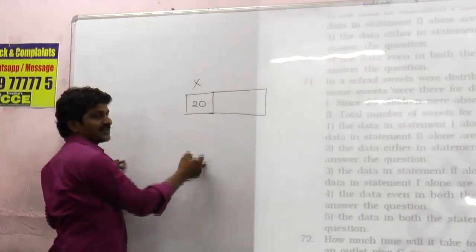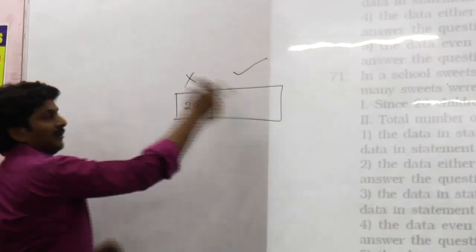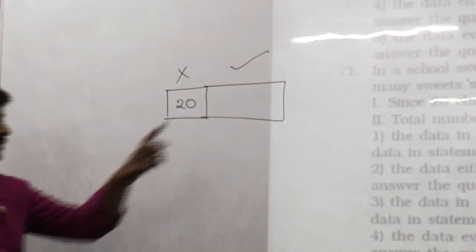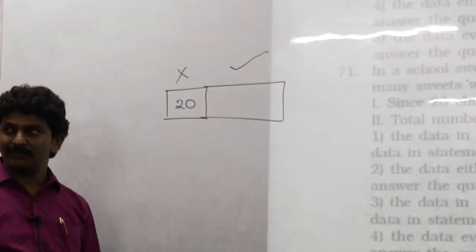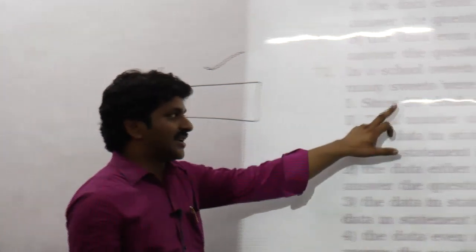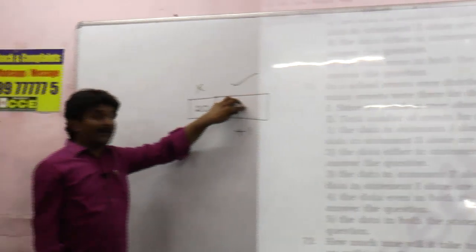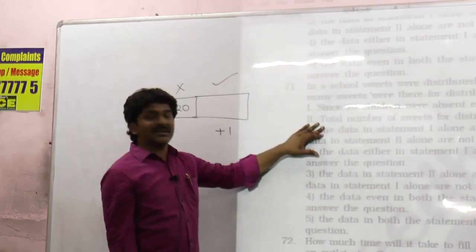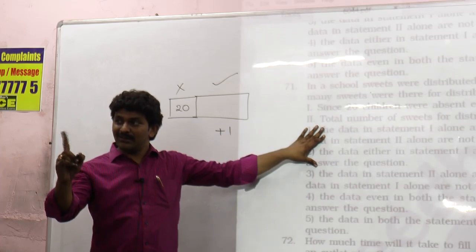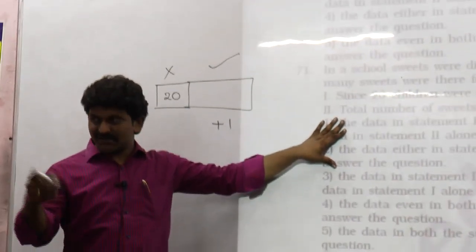Candidates who were absent on that particular day: 20 candidates. Who were present? Not given. You need to calculate. And your first-hand information says, since 20 students were absent, each child is getting 1 extra. Those who were present on that particular day, they are getting 1 extra chocolate or 1 extra sweet. And from the second point, how many sweets will each child get? 6 chocolates or 6 sweets.